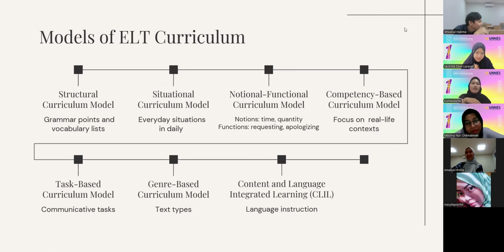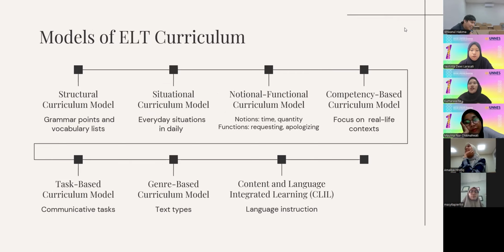Yes, and this is the model of ELT. So this is the model of ELT, but generally, biasanya begini, like that. So the structural curriculum model is based on grammar points and vocabulary list. The second one is situational curriculum model, everyday situation in daily life. It's like sociocultural. Now, this one is the notional function curriculum model.